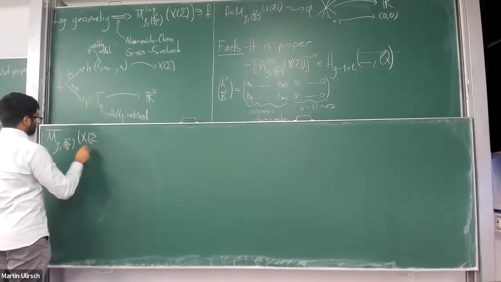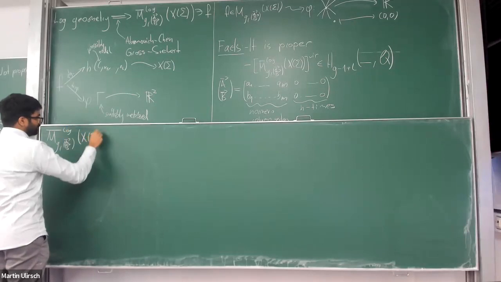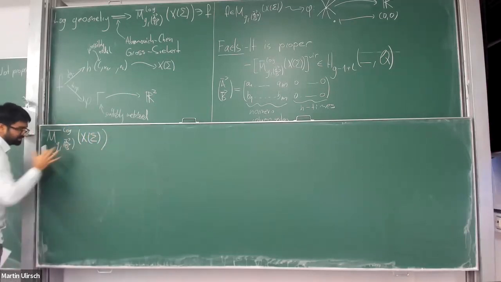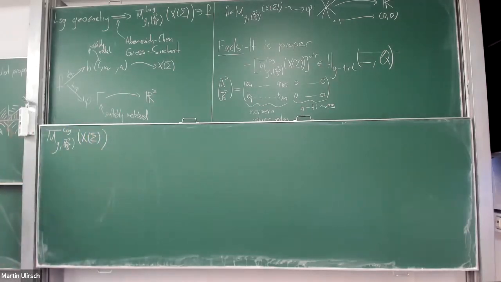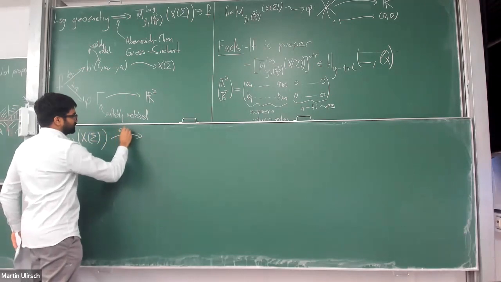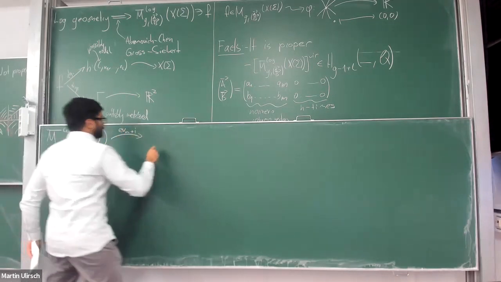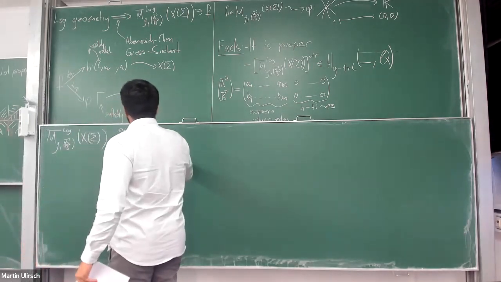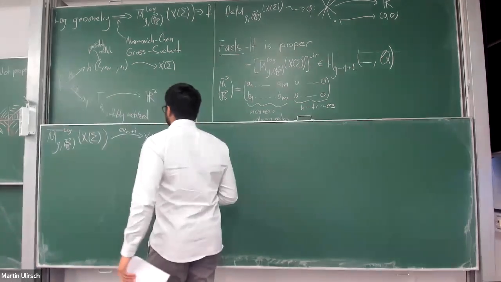Or let's say, so stable logarithmic maps. Remember, an element of this space still parameterizes an actual stable map, so a map from the marked curve to my target. And what I can do is evaluate at a marked point to get evaluation maps to the target, Sigma.